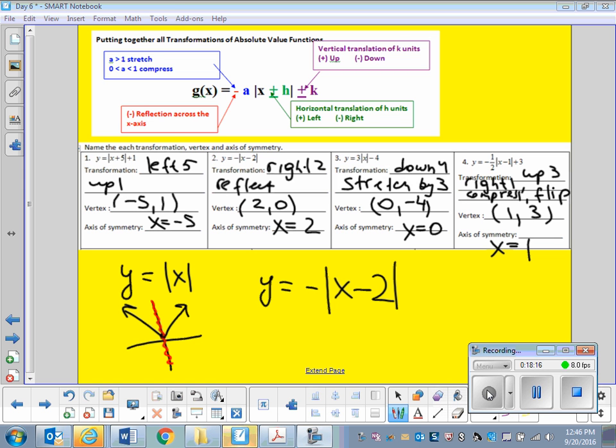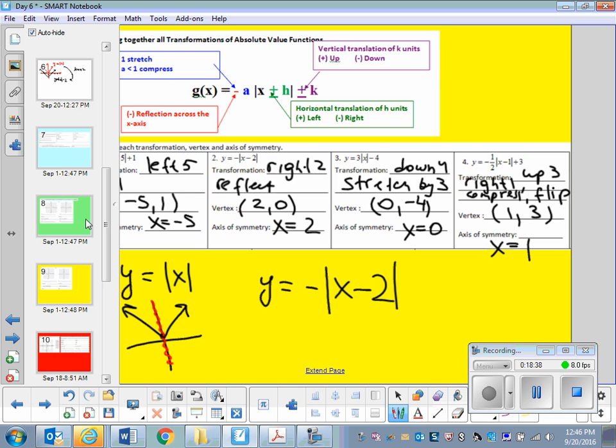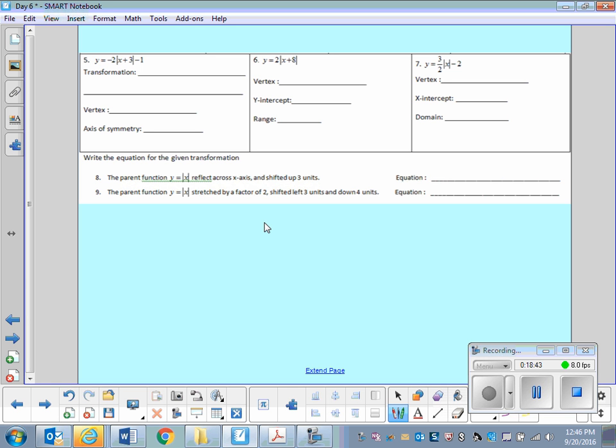It goes through the vertex. Everyone with us? Yes. Guys, don't just put 1 or 0. The axis of symmetry is an equation, so please make sure you put x equals, okay? It's not a number, right? It's x equals 1. That's the line. Okay. What's next? Number 5 and number 6, I think you can do by yourself. Well, at least number 5, right? Work on number 5.